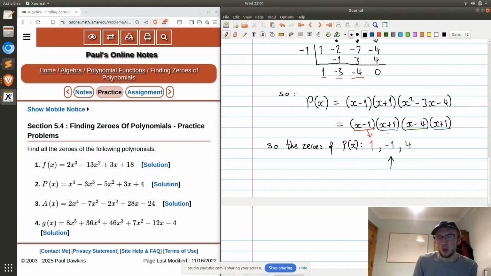What should I say about this -1? What you say is this has a multiplicity of 2. And what that means is it affects how the graph of the polynomial looks. On the graph, this polynomial will touch the x-axis at these numbers 1, -1, and 4. But it will touch this number exactly once, like that. It will not cut straight through. It will just touch it just once, like that.